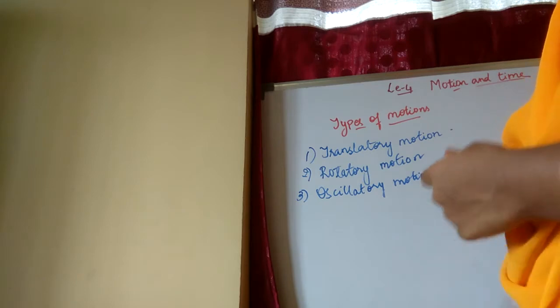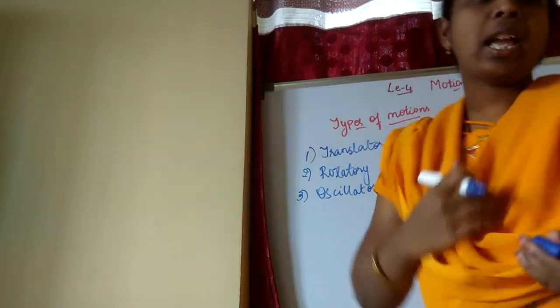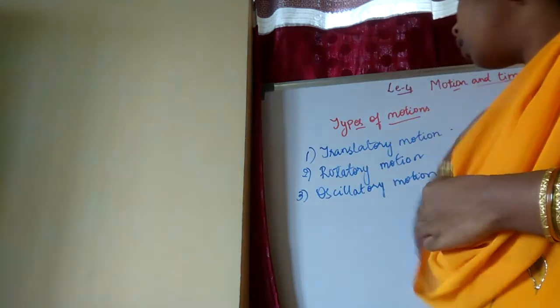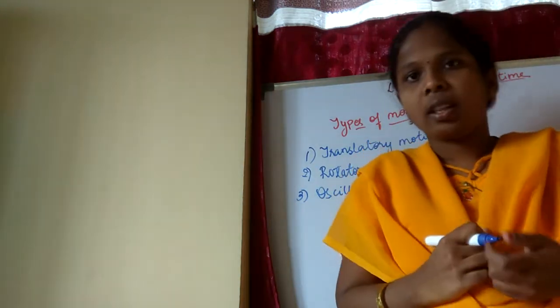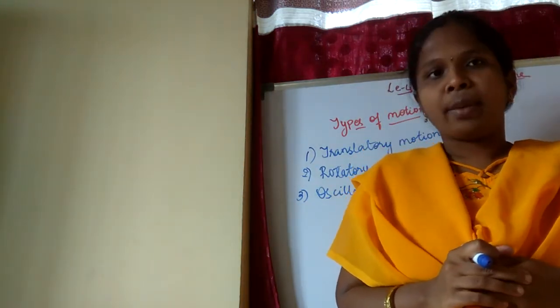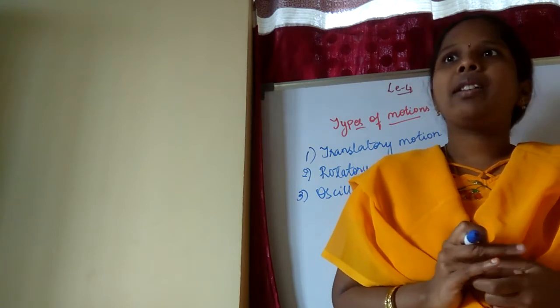Yesterday I gave some examples, no? With the help of those examples, today we can easily learn. What is translatory motion? What is rotatory motion? And what is oscillatory motion? I will give an example.